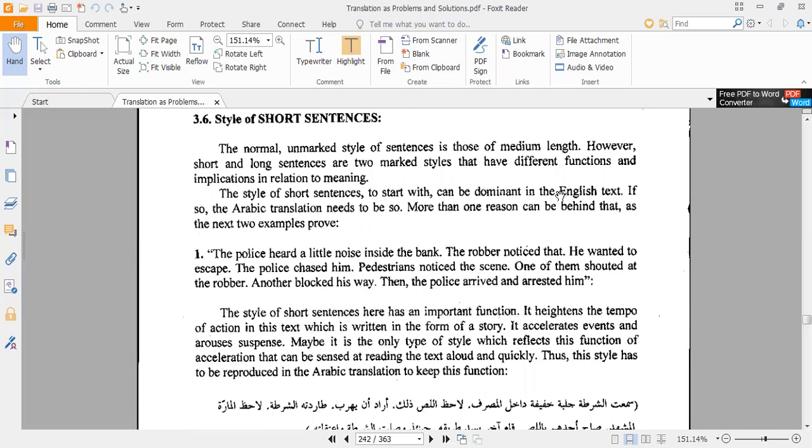Why? Because we need to maintain the stylistic value, since the short sentences usually are used to reflect specific purposes, and the long sentences are the same. To keep these values or the stylistic values of these texts, we should maintain the same style, either short sentences or long sentences. That's the end.